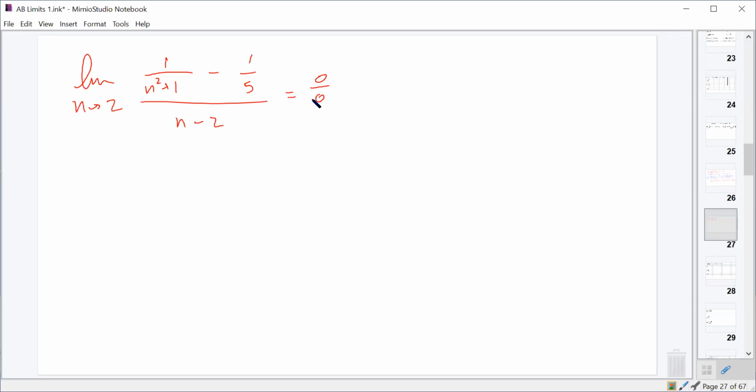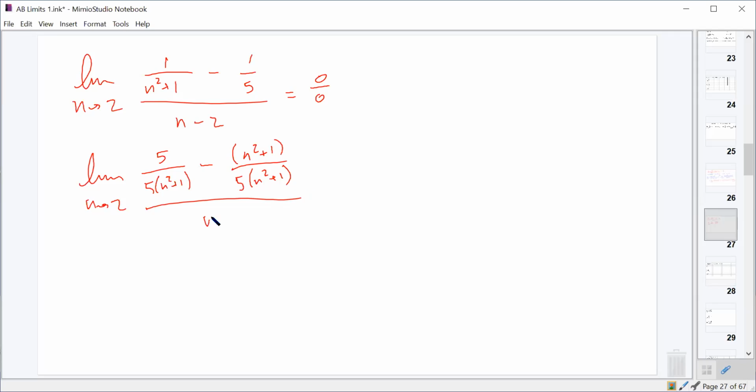So the common denominator of the numerator will be n squared plus 1 times 5. So we're going to rewrite this as the limit as n approaches 2 of 5 over 5 times n squared plus 1 minus the quantity n squared plus 1 over 5 times n squared plus 1 in the numerator. So I multiplied the first part by 5 over 5 and the second part by n squared plus 1 over n squared plus 1. And then dividing that by n minus 2 over 1, which means we're going to take the reciprocal and multiply. So everybody good so far with that?